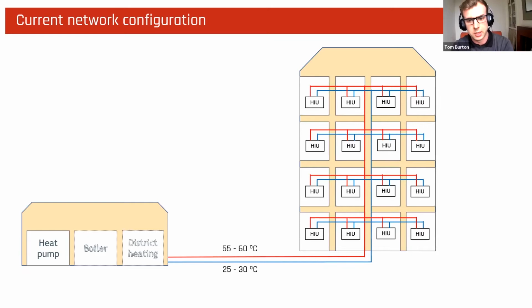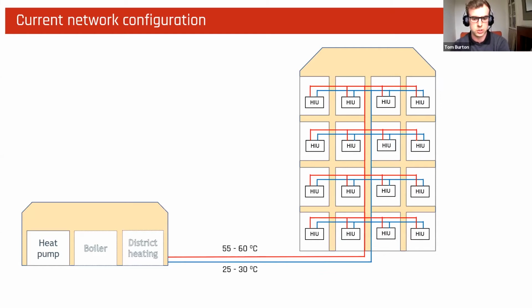So before we start talking about the issues, this is a schematic that should be familiar to most people. This is what networks typically look like currently. So you've got one riser per building per core, and then you've got these long laterals on every floor, and HIUs are located internally to flats, typically in utility cupboards. That's what things currently look like.